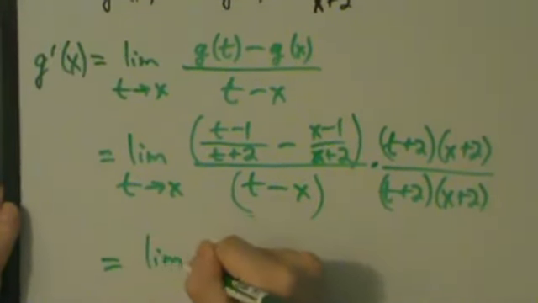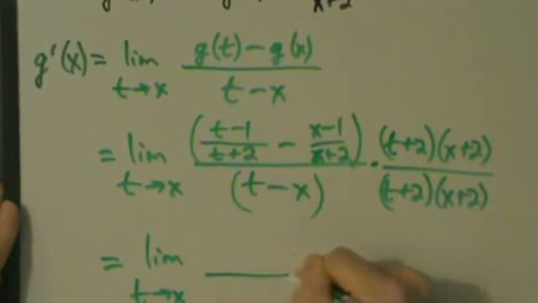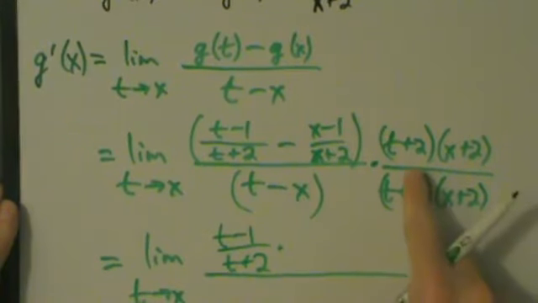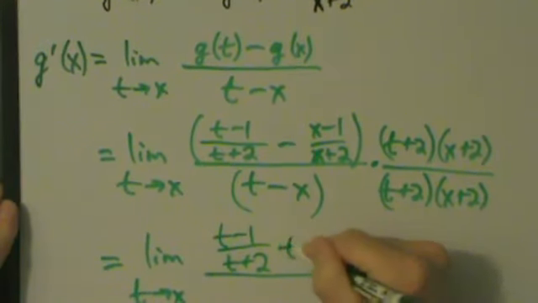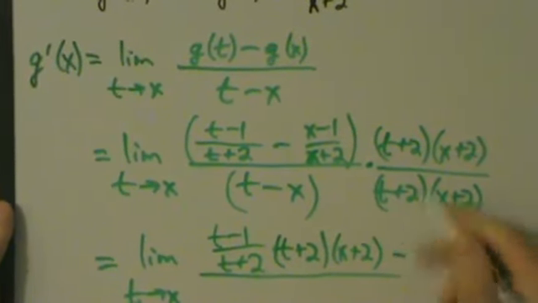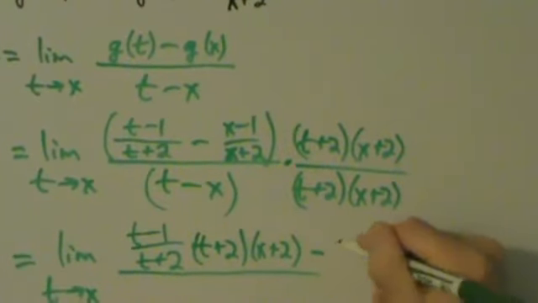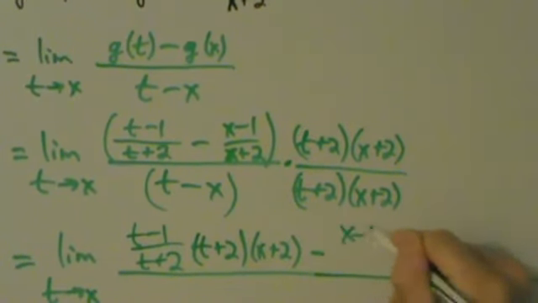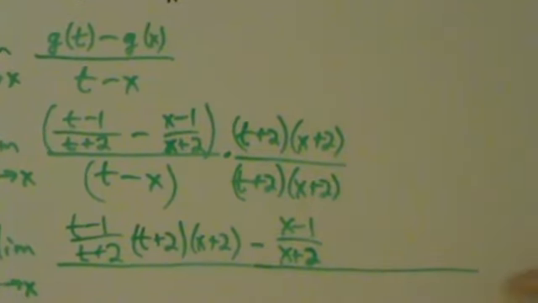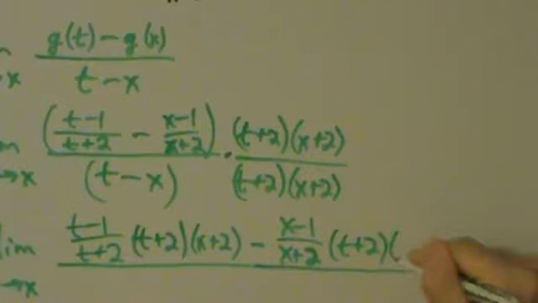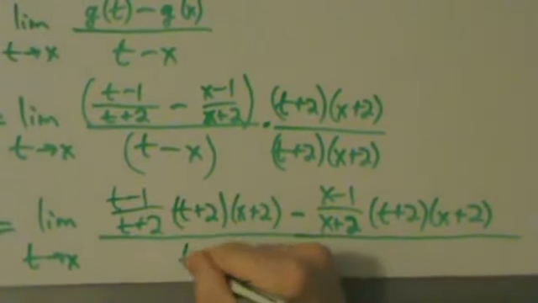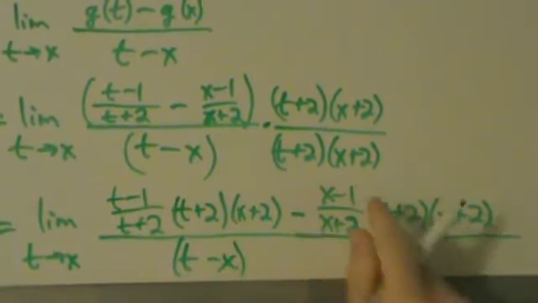And then what we have is equals the limit as t approaches x of (t minus 1) over (t plus 2) times (t plus 2)(x plus 2), minus (x minus 1) over (x plus 2) times (t plus 2)(x plus 2). And then all that's divided by (t minus x) times (t plus 2)(x plus 2).